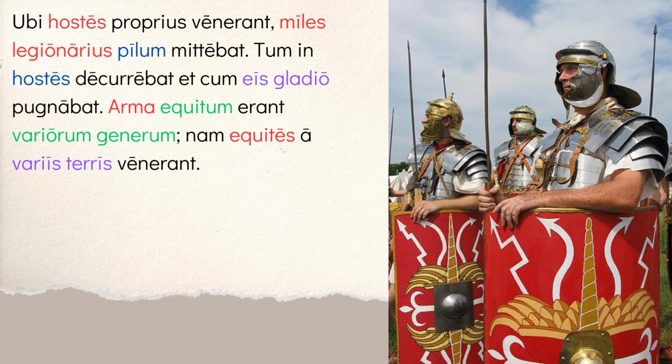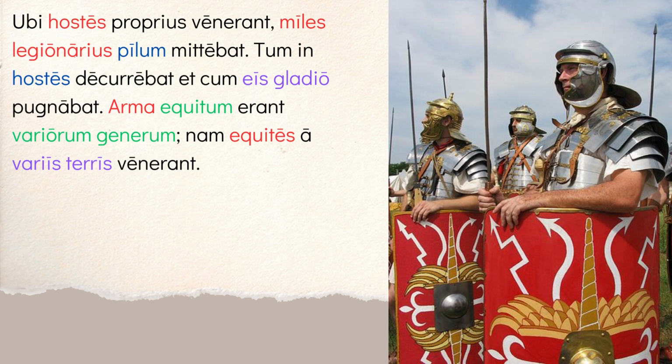So then after he threw the pilum, he ran down, decurrebat, ran into the enemies. So he decurrebat in hostes. He ran into the enemies and fought with them, cum eis, with his gladius. Pugnabat gladio. So again, this is describing exactly what we said before. You throw your pilum and then you have your sword ready to go to continue the fight.